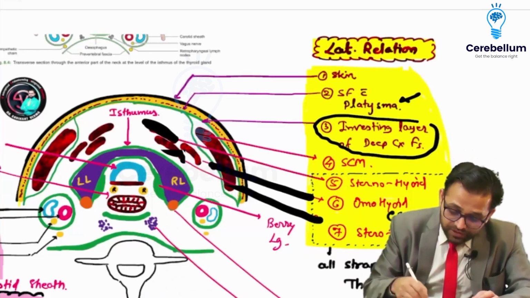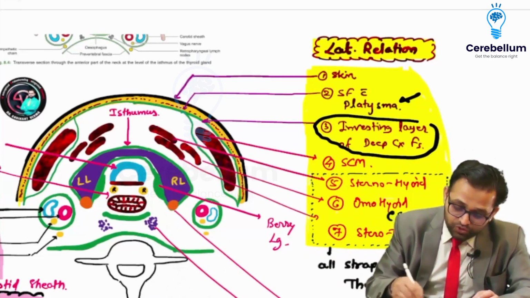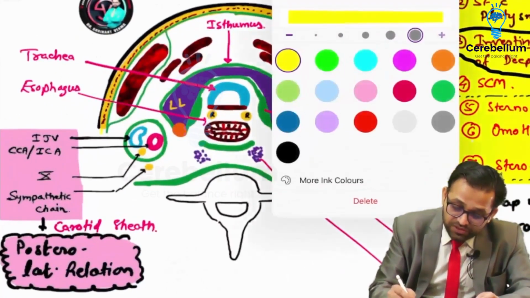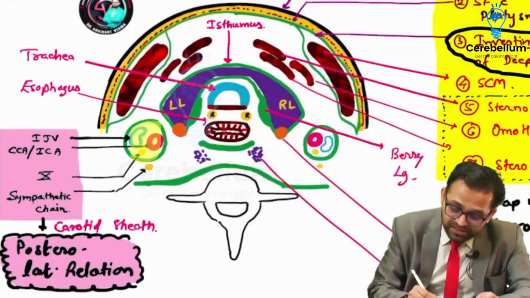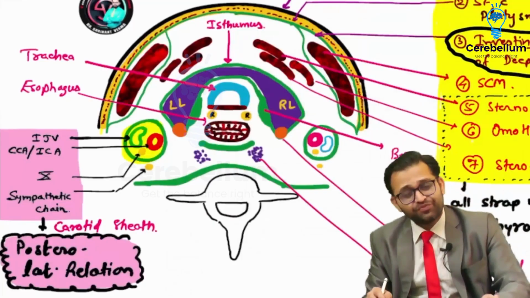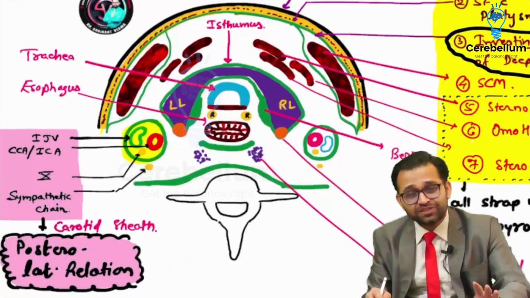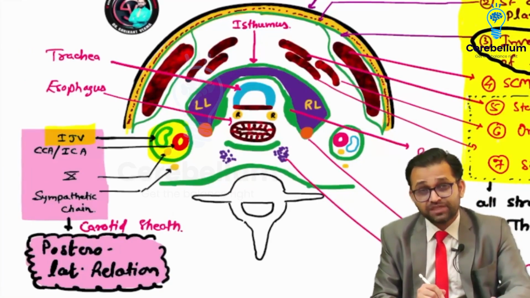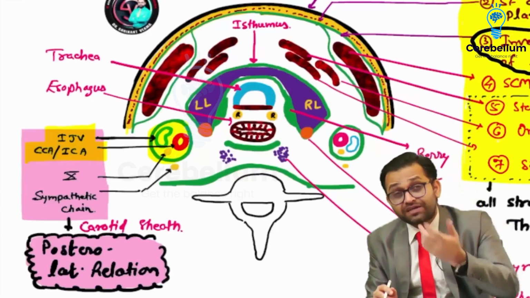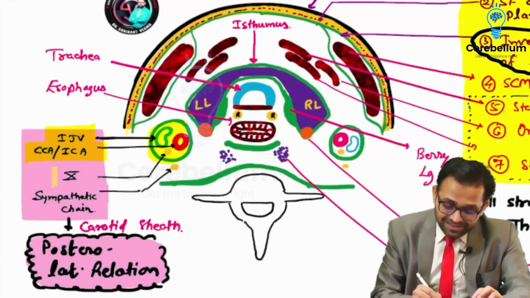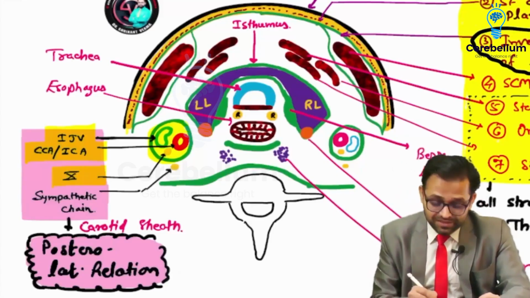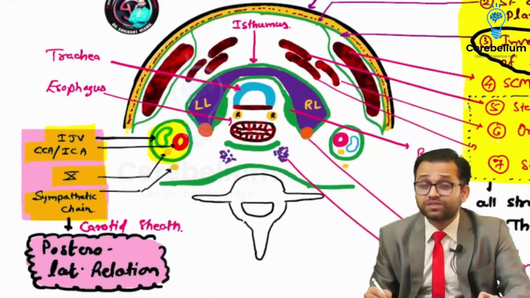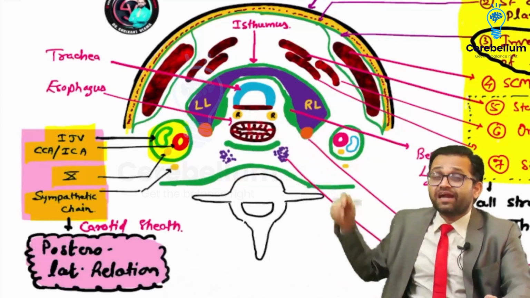Now, can you observe the relation on the posterolateral side? It is very easy because just posterior and lateral there is the carotid sheath. We all know the different structures in the carotid sheath. Within it, you will see the internal jugular vein superficially, the common carotid or internal carotid artery deep. In between them there is the vagus nerve, and behind it there is the sympathetic chain. Do you remember on the front side there is the ansa cervicalis? So these are the posterolateral relations.